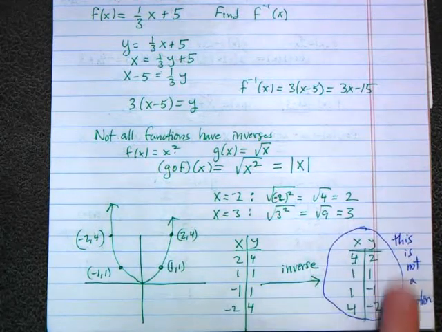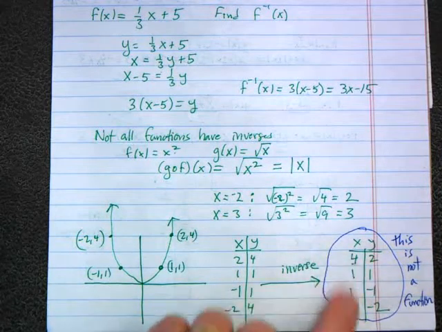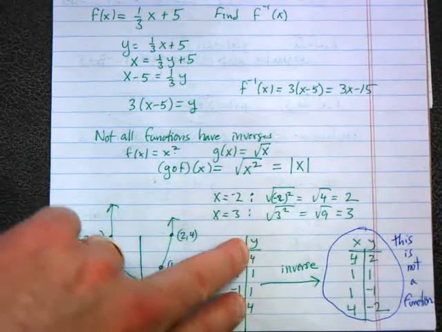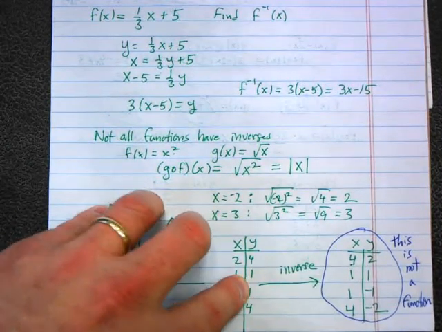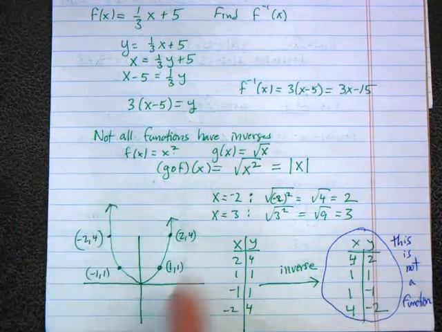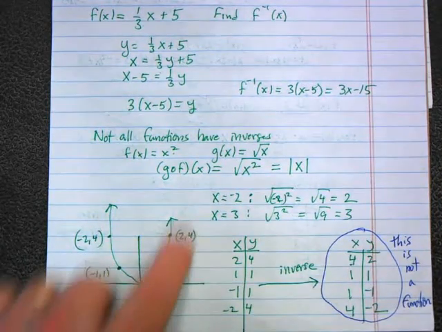So what's wrong with that? Well, what does it mean to be a function? To be a function means the x values can never repeat. Here we have x values repeating. So this thing that I just wrote is not a function, and that's why this thing does not have an inverse.